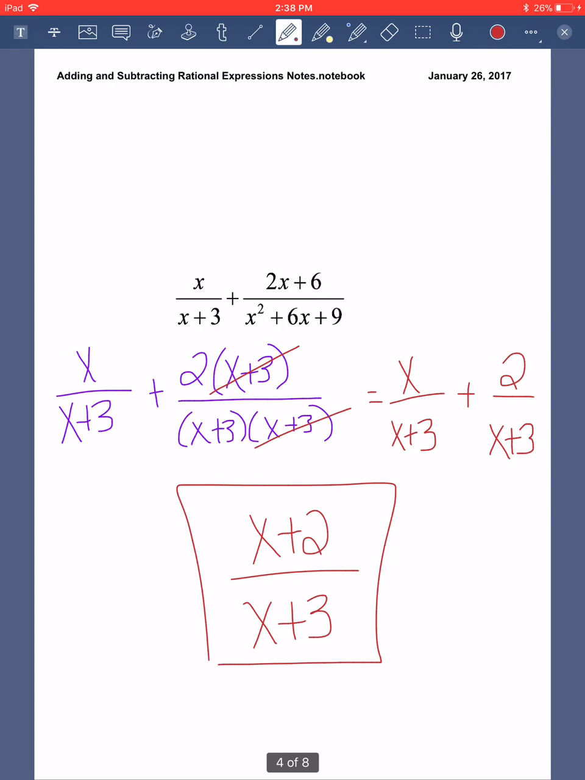Now, if it was 2x over 3x, that's all multiplication and division. So yes, I could simplify. But when there's addition happening between two terms, I cannot split them up. Addition or subtraction.